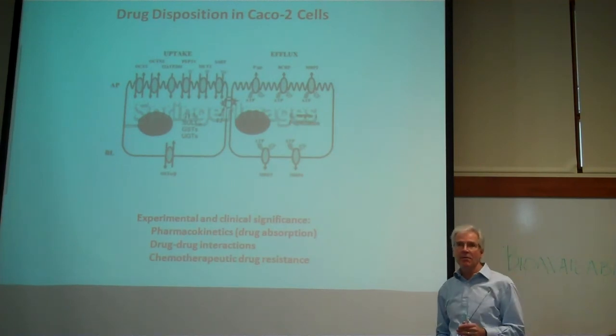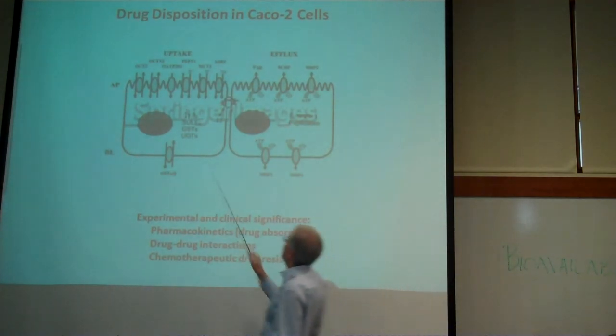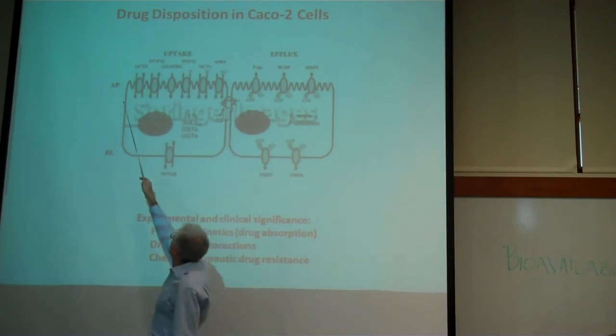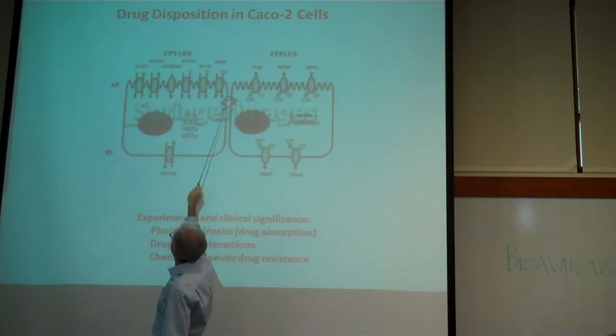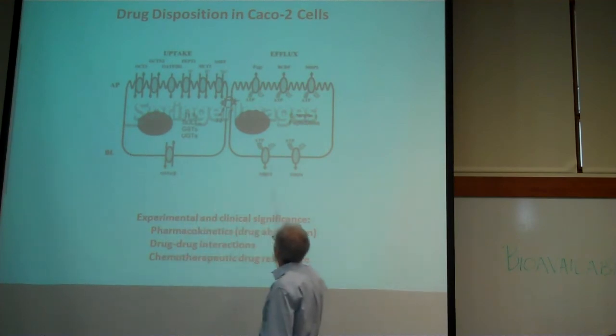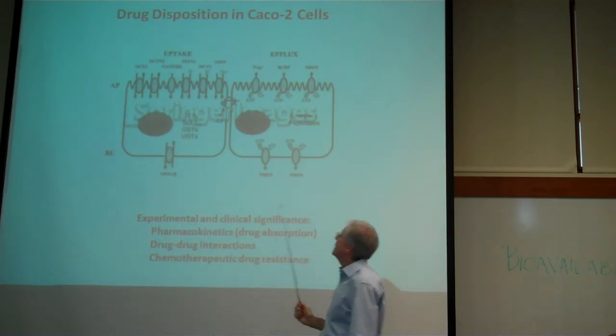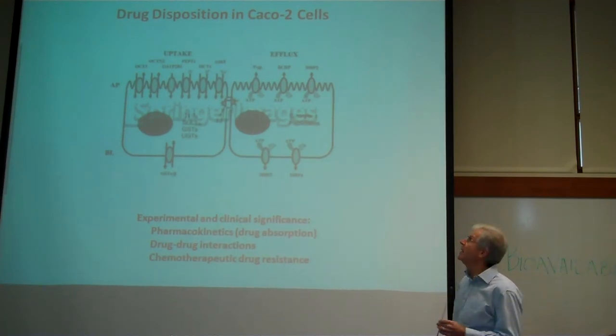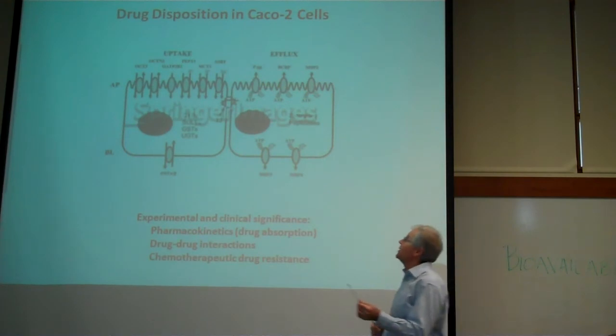Here's a schematic view of these cells. So again, we've got 2 cells, tight junction in between, the apical side with the finger-like projections, the basolateral side right down here. And it turns out that the CACO2 cell monolayer is a very complete model for studying drug disposition.